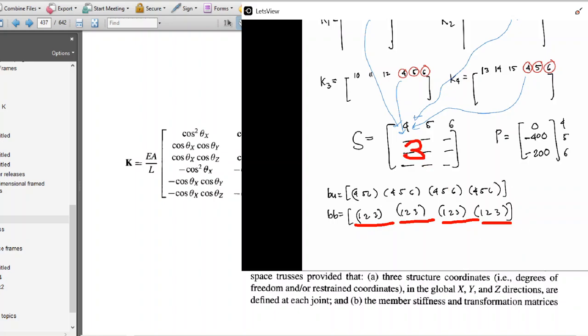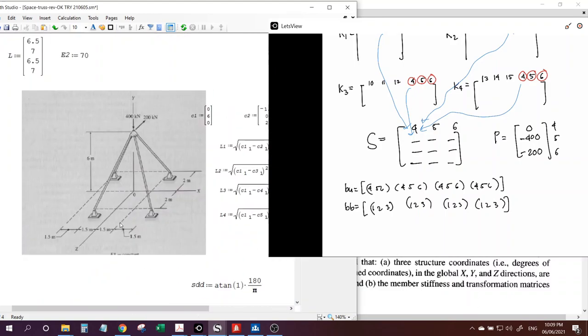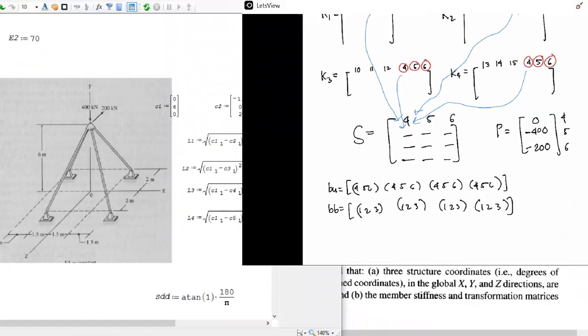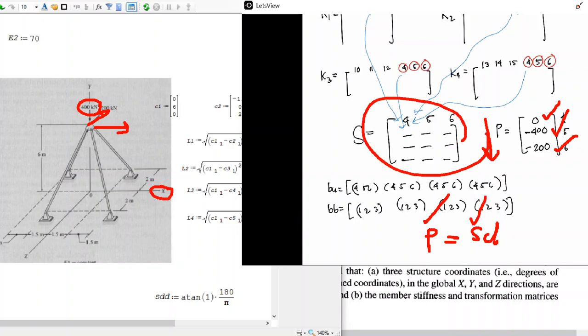Okay, so because we have a 3 by 3 S matrix, and looking at our problem, our P vector applied load is 0 on X direction. Okay, we don't have applied load here. We have a negative 400 on the code number 5 vertical, and we have a negative 200 applied on the Z direction. Okay, so remember, P is equal to SD. So we now know the P vector. We can generate the S matrix, so therefore we can find the displacements.